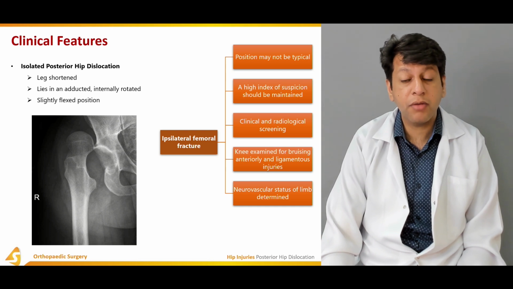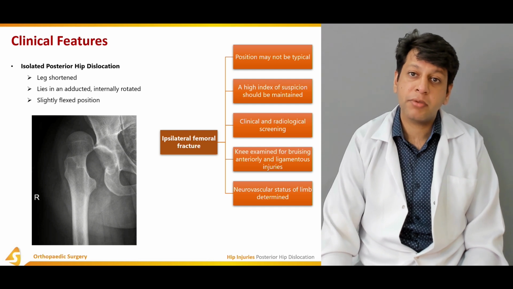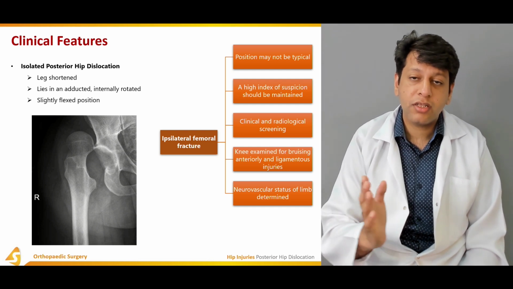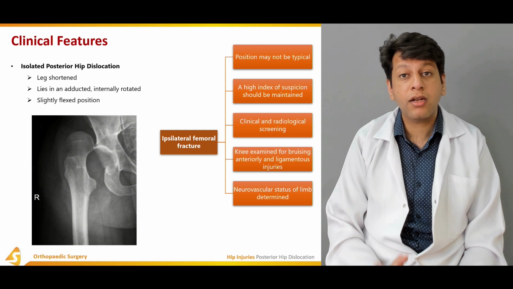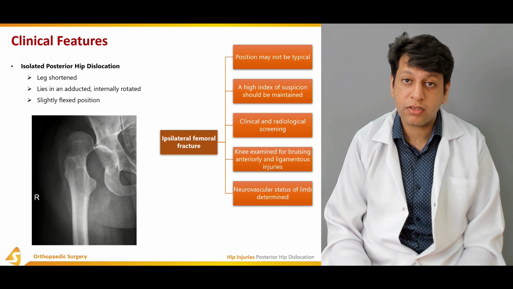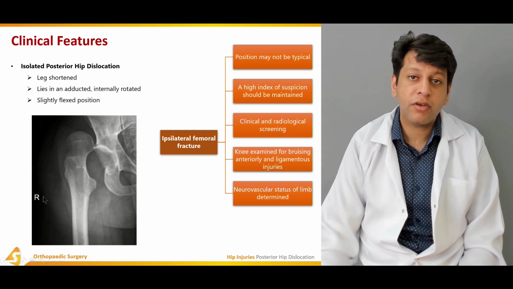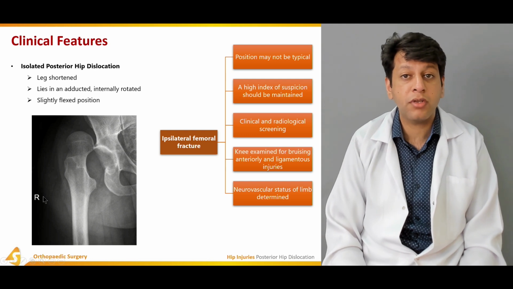Neurovascular status of the limb must be determined as well. Provided the patient is vitally stable and this appears to be an isolated injury, then if you are examining the musculoskeletal system only, you need to look at the hip as well as the knee as well as the neurovascular structures, because this kind of dislocation may be associated with sciatic nerve palsy, or it could be associated with vascular injury as well.